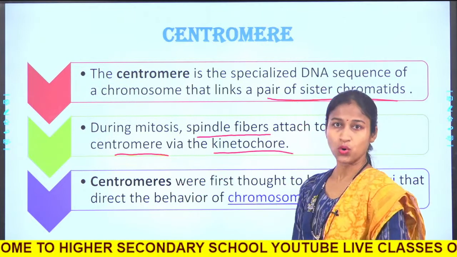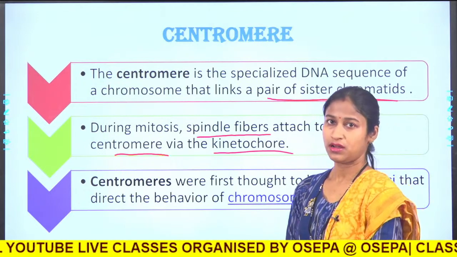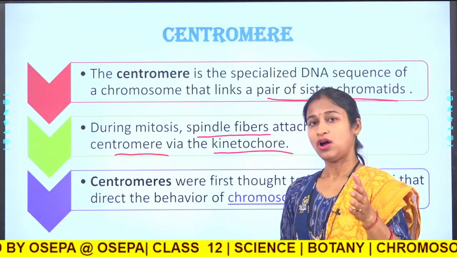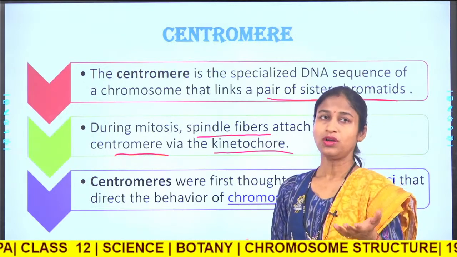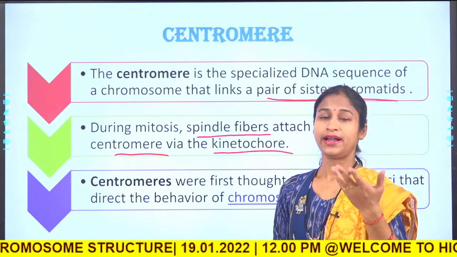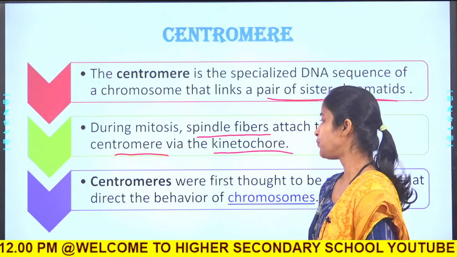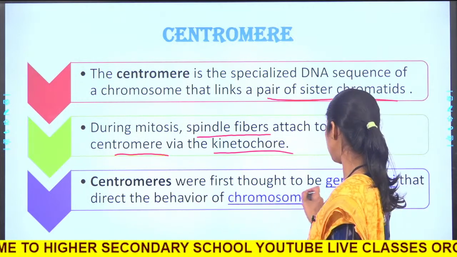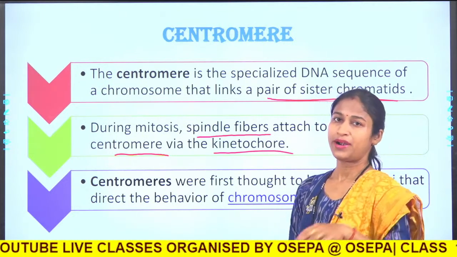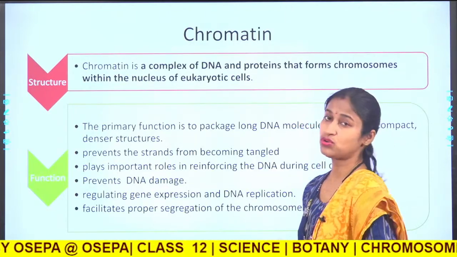via the kinetochore. Kinetochore is the region of the nucleolus organizer, where the nucleolus reorganizes. As you know, at prophase the nucleolus disorganizes and at telophase it reappears or organizes. So the nucleolar organizer region is the kinetochore. Centromeres were first thought to be genetic loci that direct the behavior of chromosomes, but actually they are not exactly.